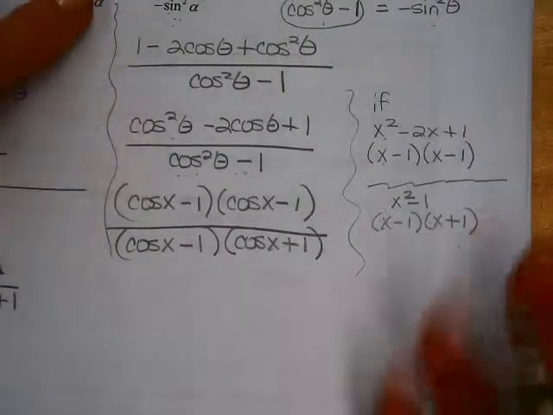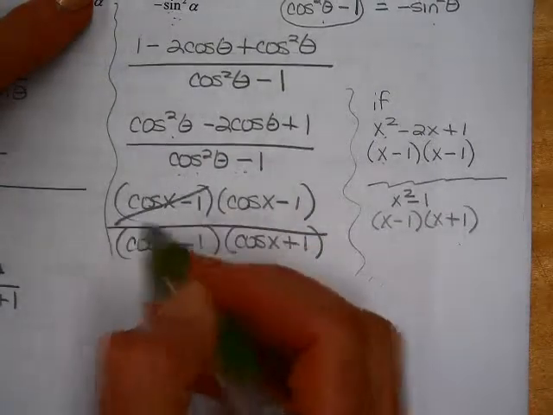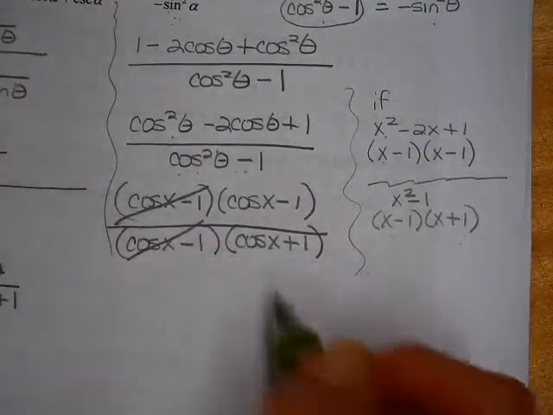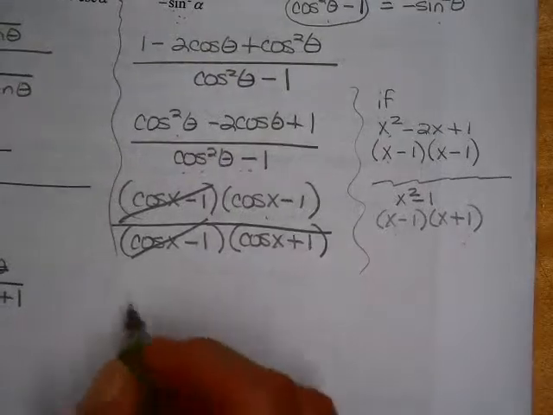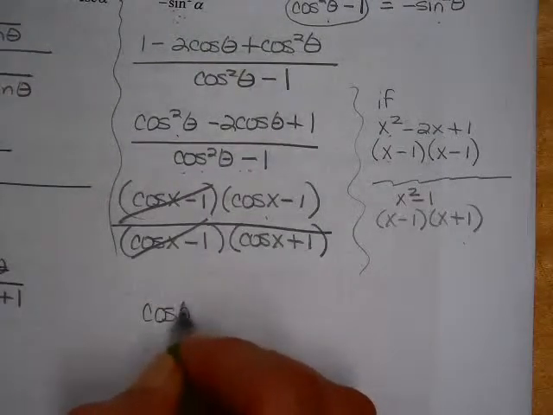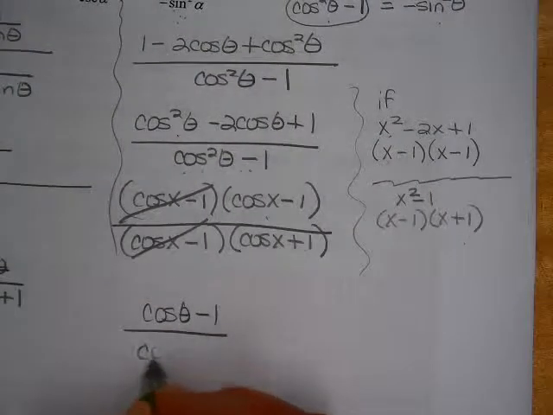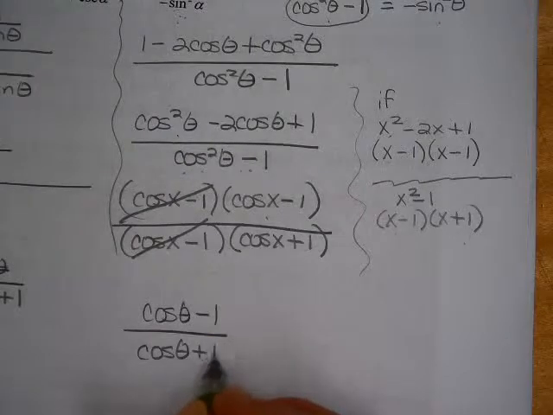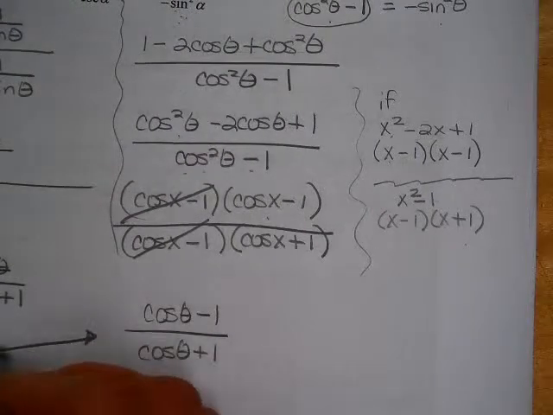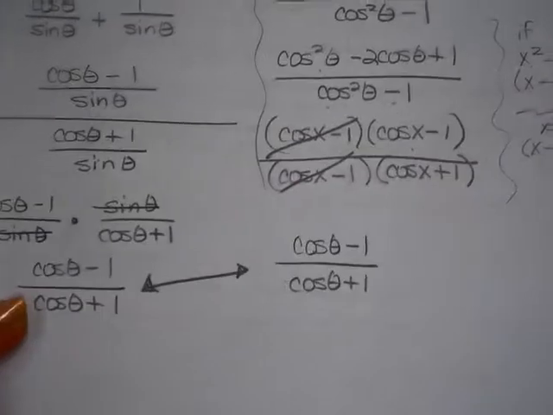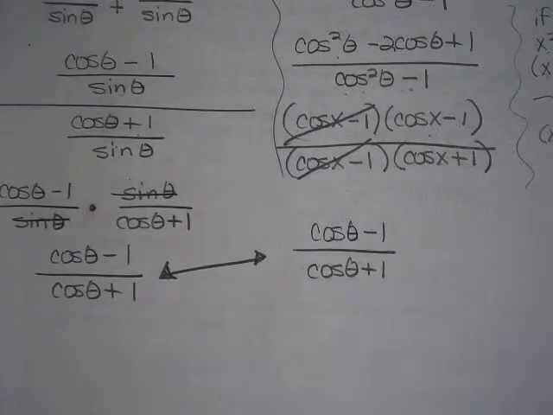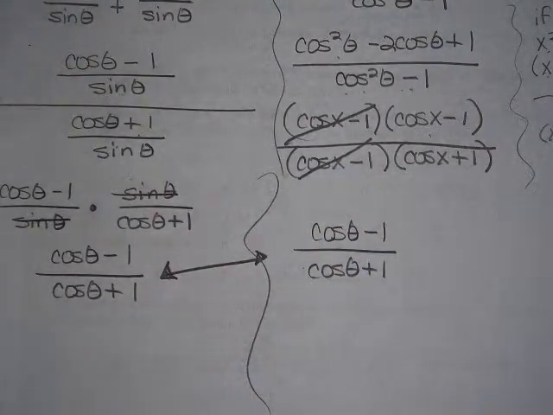And since these are multiplied, you can cancel out. That one cancels with this one. Oops, and I've got x's, I'm sorry, instead of thetas. But I should have cosine theta minus 1 over cosine theta plus 1, and lo and behold, they match exactly, which is just what I needed to prove it.